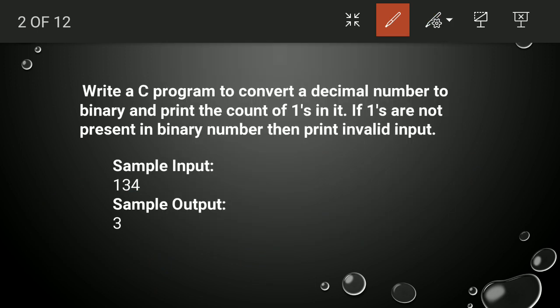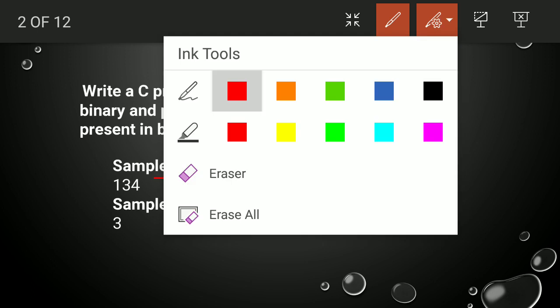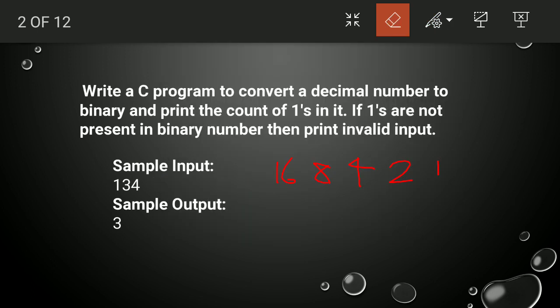So we need to convert and check the number of ones in that binary number. For example, 134 is our decimal number. So what will be its binary number? How do we convert decimal to binary? First we write 1, 2, 4, 8, 16, 32, 64, 128.